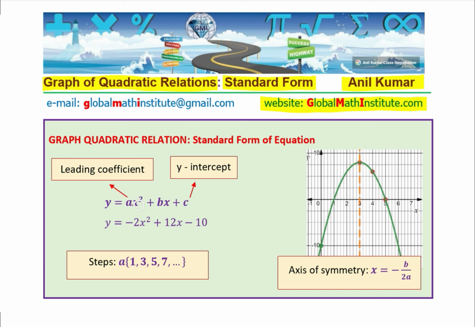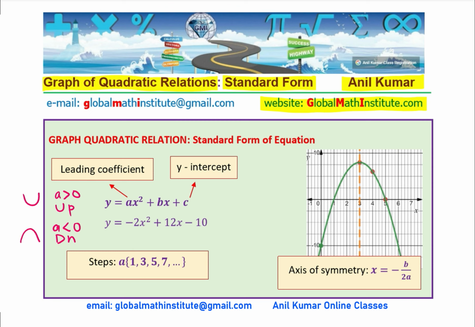Standard form of an equation is given as ax squared plus bx plus c, where a is the leading coefficient. A will tell us two things. One, whether the parabola opens up or down. If a is greater than 0, then the parabola goes up. But if a is less than 0, then it goes down. So, a decides the shape.